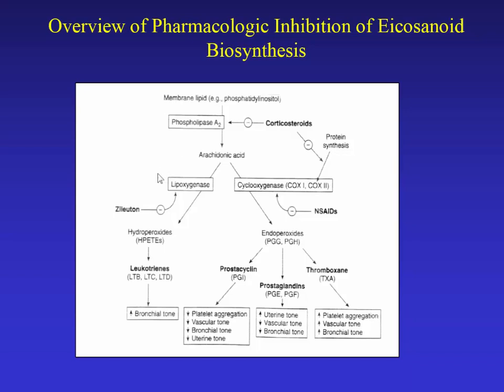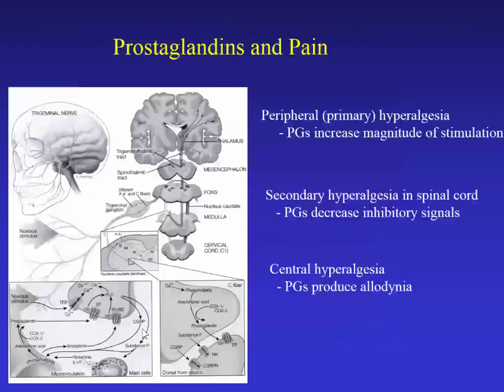The lipoxygenase pathway is inhibited by a series of compounds that, logically enough, are called lipoxygenase inhibitors, or leukotriene receptor antagonists. But again, there are specific inhibitors of this pathway that are important, mostly for asthma.